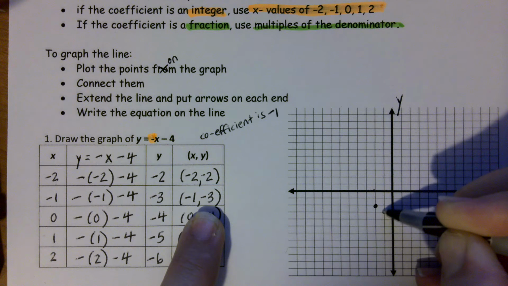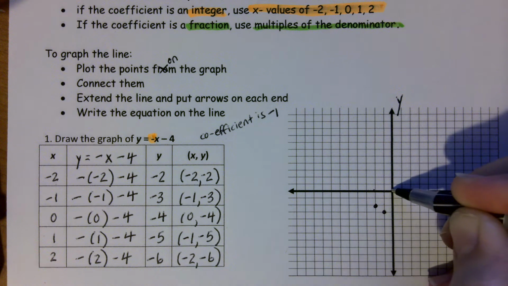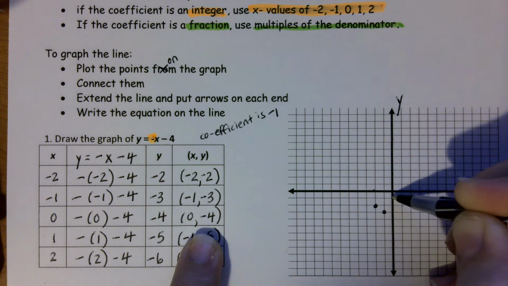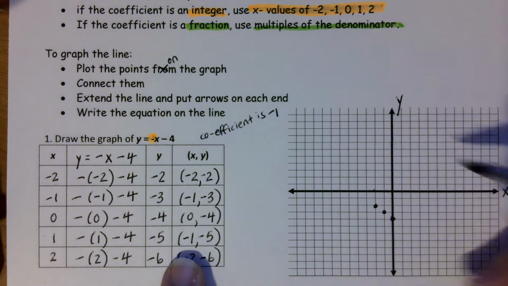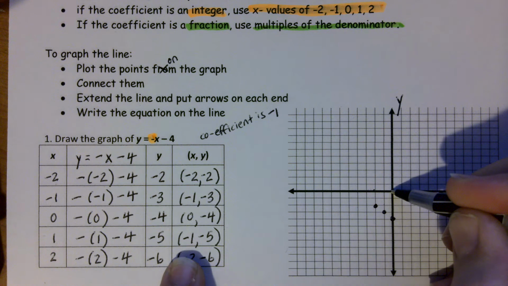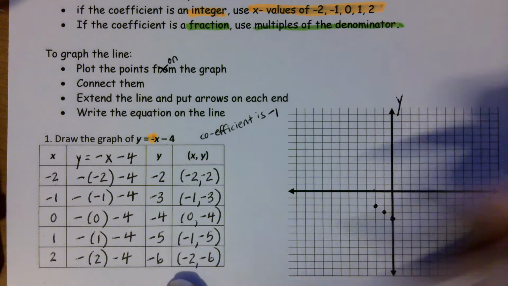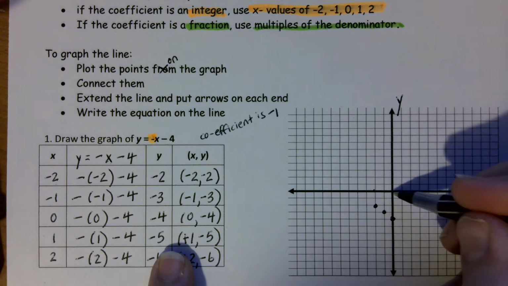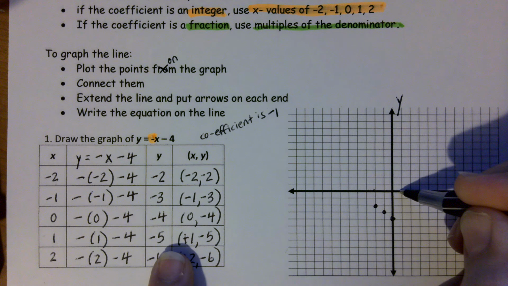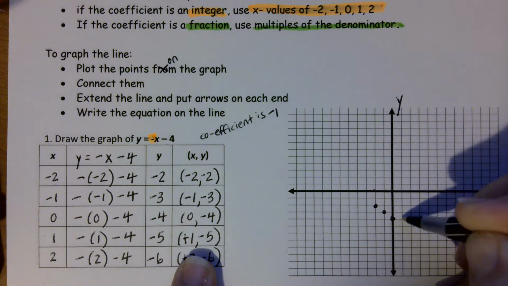3 boxes. Start at the origin again, 0 for x means I don't go right or left, and -4 for y means I go down 4 boxes. Start at the origin, and, I'm sorry, this is a positive 1. I did not write that correctly. When x is a positive 1, we go 1 to the right, and -5 for y means we go down 5 boxes.